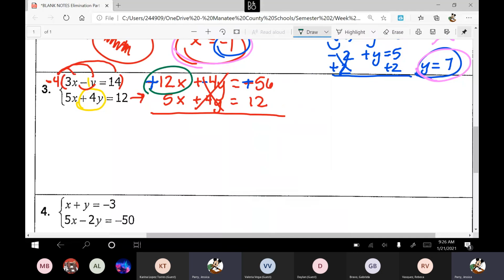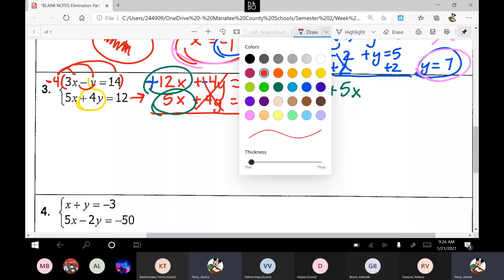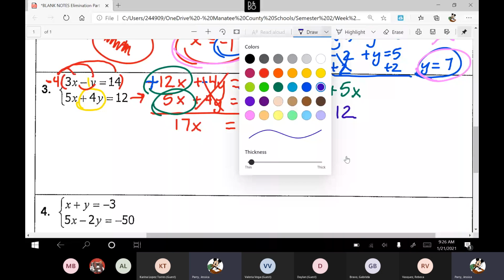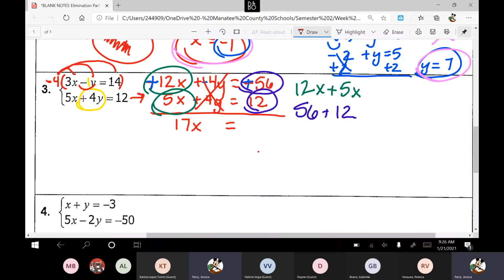We have 12x plus 5x. And what is 12x plus 5x? You're just going to add those two numbers together. 12 plus 5 is 17. Here's my variable x. Bring down the equal sign. And let's keep on going. We have 56 plus 12. And what is 56 plus 12? And we get 68.